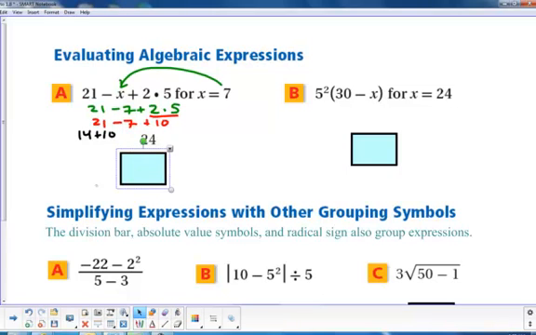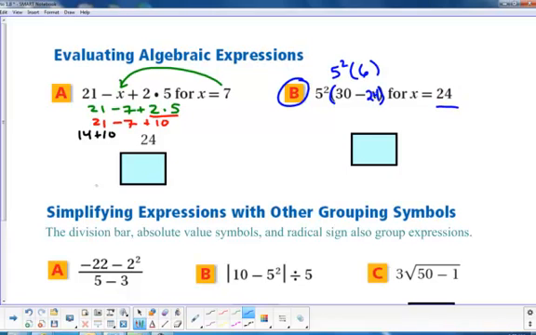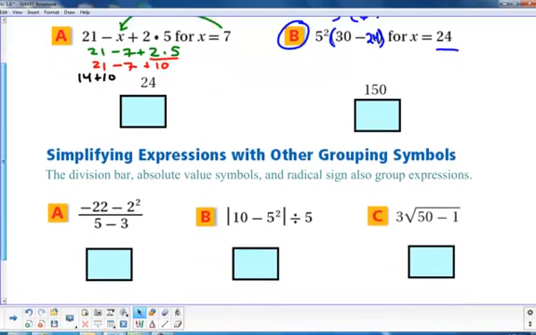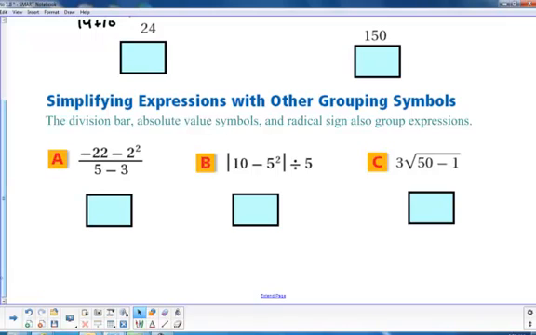Go ahead and try B. Hit pause. First, you do the parentheses. So we're going to put our 24 in. 30 minus 24 is 6. And then you do exponents. 5 squared is 25. 25 times 6 is 150. Go ahead and try A. Hit pause.